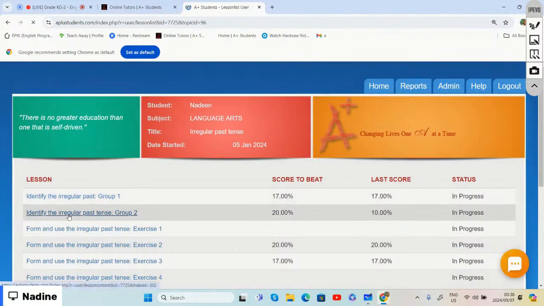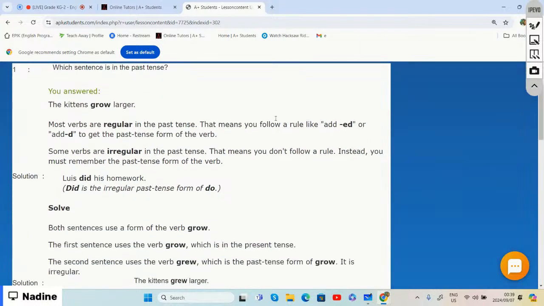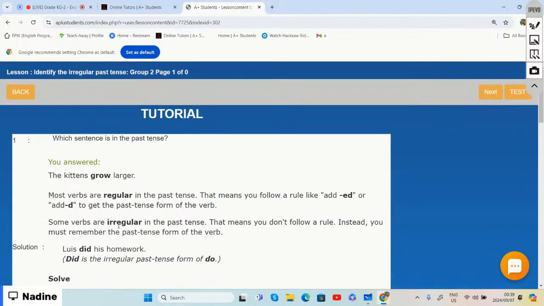And if we look at identifying the past tense, also in group two, remember we said that with our regular past tense, we just add a D or an ED to form our regular past tense. But with irregular past tense, you're just going to have to remember the past tense form of the verb, right? Let's do one or two, and then we're going on to our test.